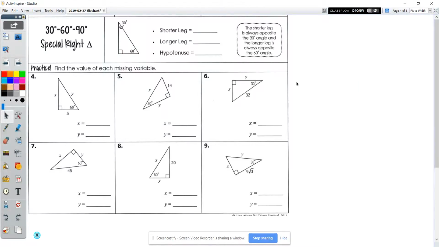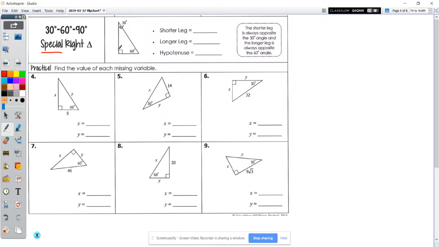Mr. Harmless here, and we are going to take a look at the 30, 60, 90 special right triangle. It's special because it only works with a right triangle that has these three angles: 30 degrees, 60 degrees, and 90 degrees.